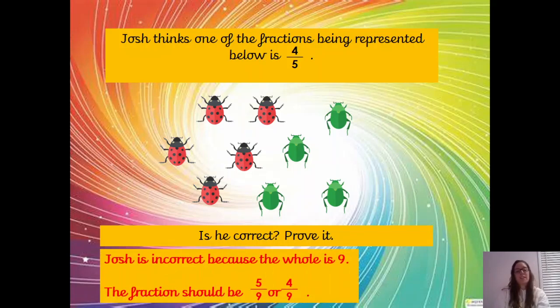Okay, Josh is incorrect because the whole is 9. So we have got 9 bugs in total. 4 of the bugs are green, so 4/9, or 5 of the bugs are ladybird, so 5/9. He's got 5 as his denominator, so he has got the wrong denominator. He's using those 4 green bugs and putting that number on top of the number of 5 ladybirds. That's not how we do it. We need to look at the 9 equal parts of our whole. Okay, so well done you if you got that right.